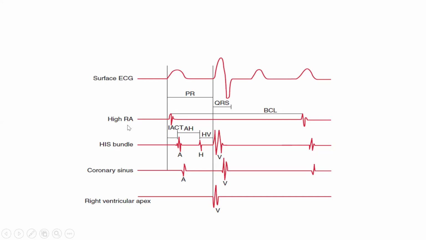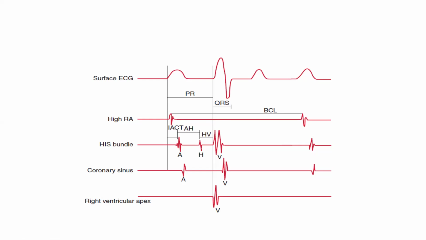We all know that your P will be best monitored by the RA catheter, right? So between the first A and the next A is the basic cycle length. That is like determining the heart rate of that patient. If you want to determine the heart rate, all I need to know is the time interval between this and this. Then I divide it by 60,000.